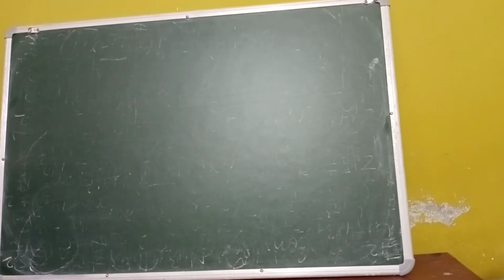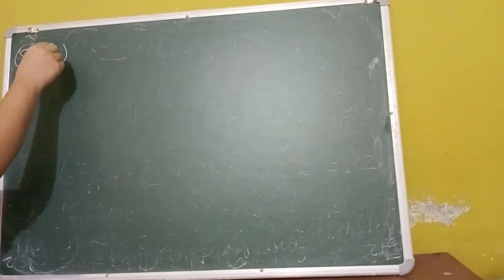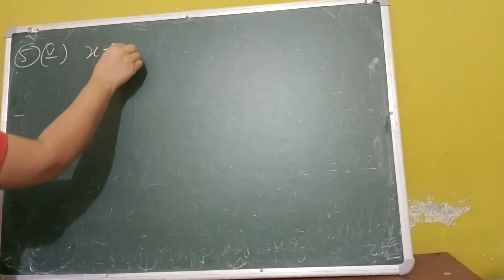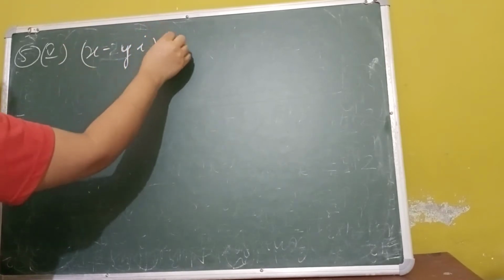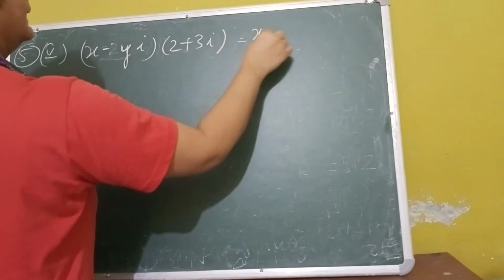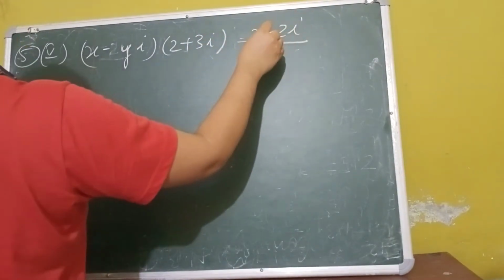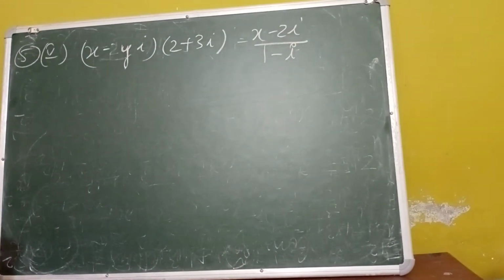Question number 5 is: determine real values of x and y for which each statement is true, and it is given (x minus 2 minus yi) into (2 plus 3i) is equal to (x minus 2i) upon (1 minus i). We have to find out the value of x and y.